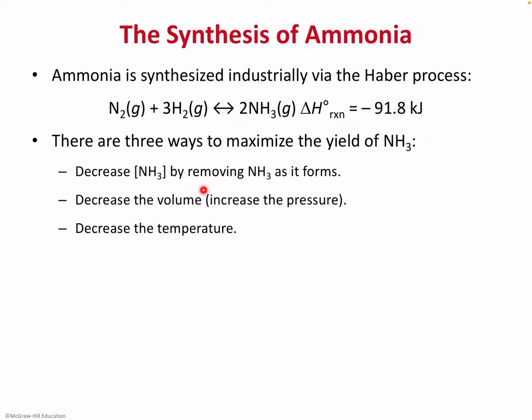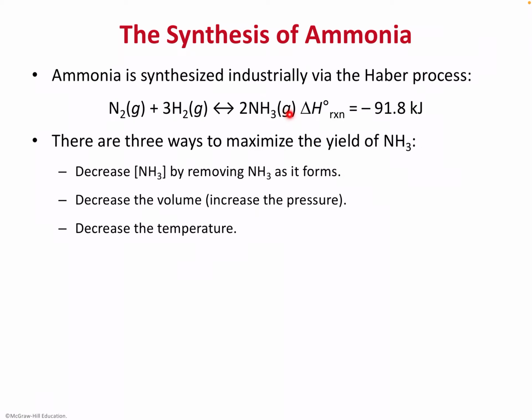That's one way. And then the next thing is decrease the volume by increasing the pressure. Because we have 4 moles of reactants and 2 moles of ammonia. Right? So you decrease the volume, meaning the reaction will proceed making fewer moles. How do you decrease the volume? By increasing the pressure. So either decrease the volume or increase the pressure.